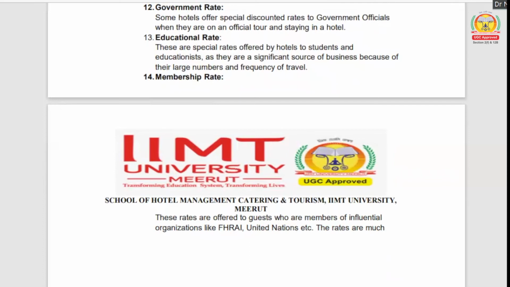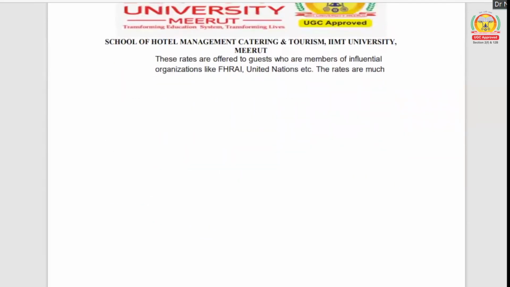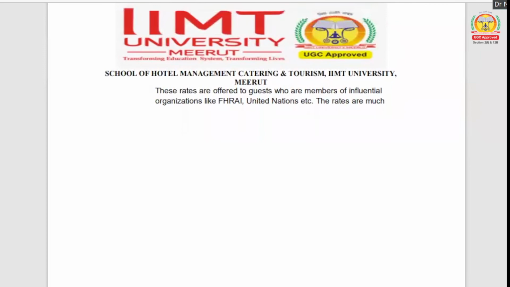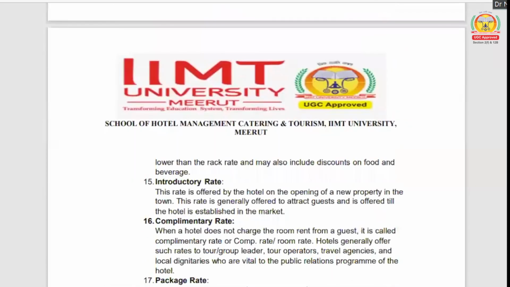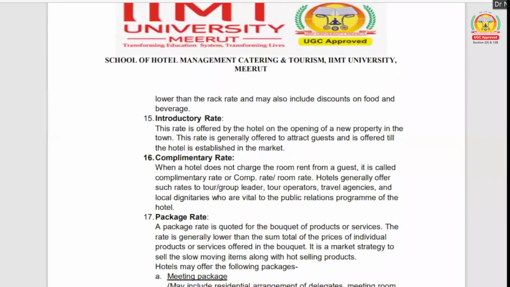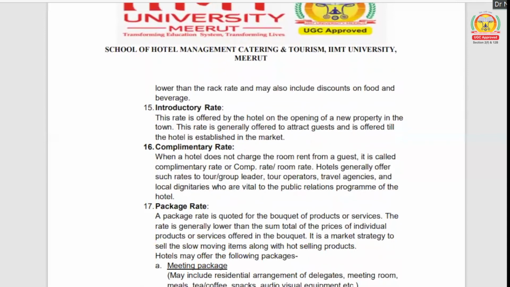Another one, the last one, is your membership rate. These rates are offered to guests who are members of influential organizations like FHRI and the United Nations. And these rates are much lower than the rack rate. So this is how we have learned 14 types of rates so far, and we have 3 more room rates to study. Introductory rate. Introductory rate is offered by the hotel on opening of a new property in town. This rate is generally offered to attract guests and is offered till the hotel is established in the market.